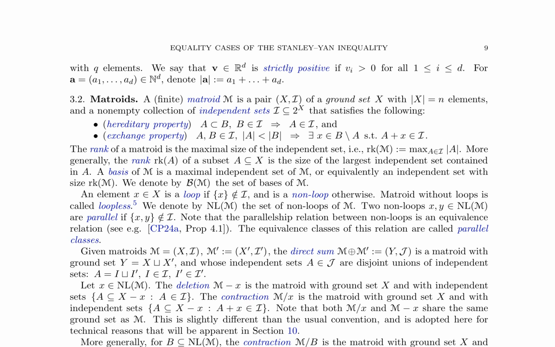Matroids are introduced as a pair of a ground set X and a non-empty collection of independent sets I, satisfying the hereditary and exchange properties. The rank of a matroid is the maximal size of an independent set, and a basis is a maximal independent set. Matroids can be loopless, and elements can be parallel if they are not independent. The direct sum of two matroids is defined, and deletion and contraction of matroids are introduced.